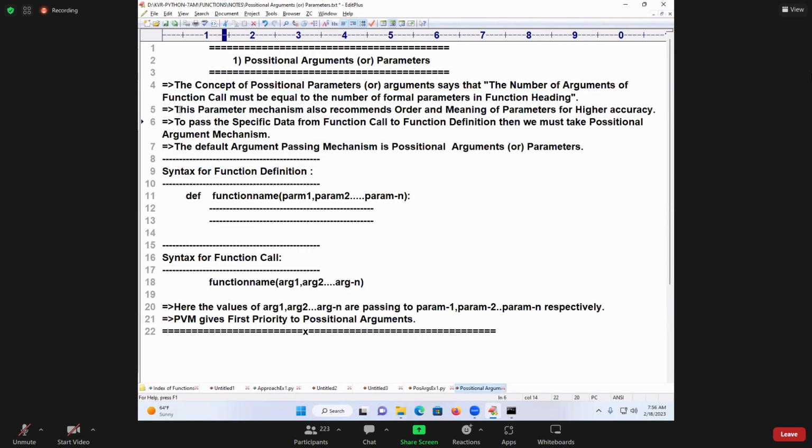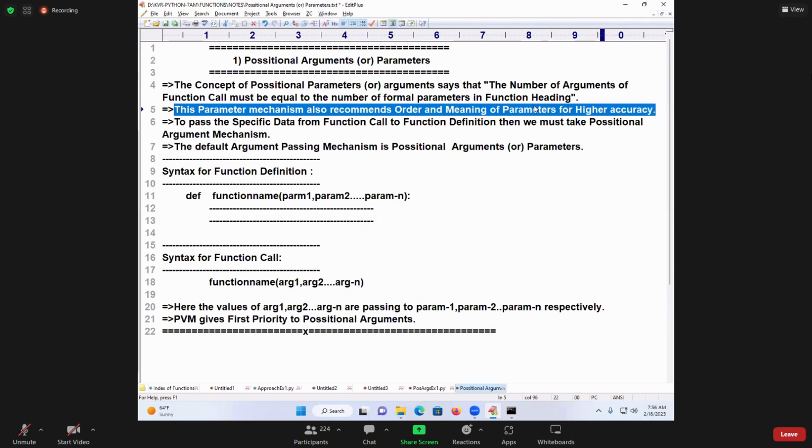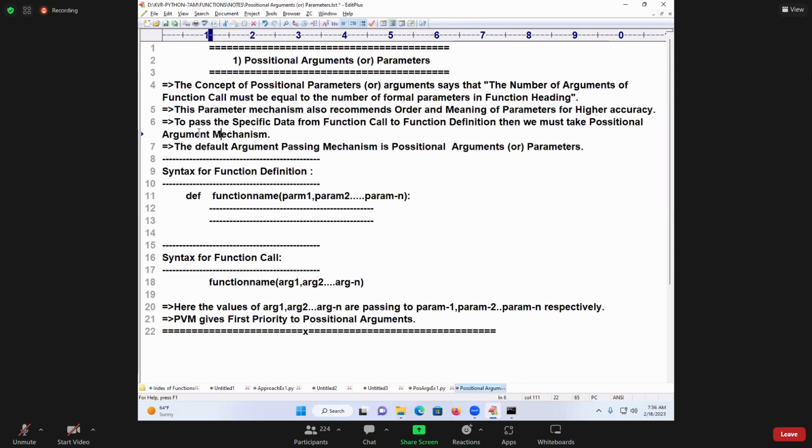This parameter mechanism also recommends the order and meaning of parameters. For which purpose? Higher accuracy. Under number, number must be there. Under name, name must be there. Under marks, marks must be there. To pass the specific data from function call to function definition, then we must take what? Positional arguments mechanism. So people will ask you, why do you go for positional arguments?